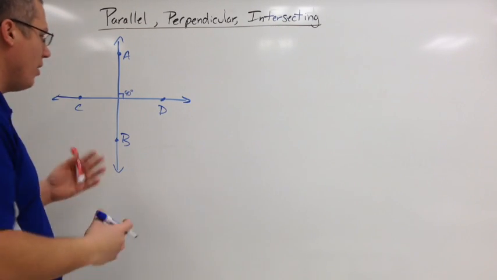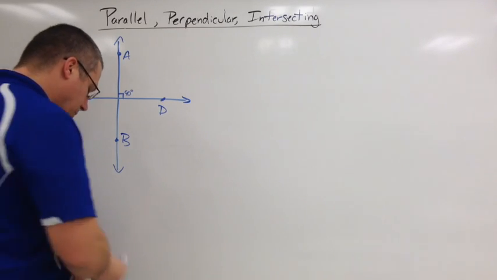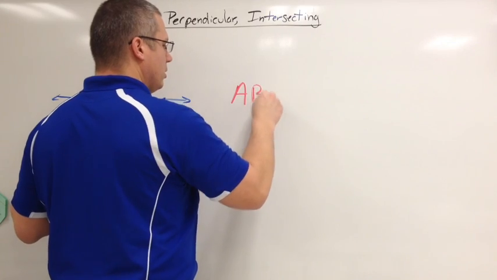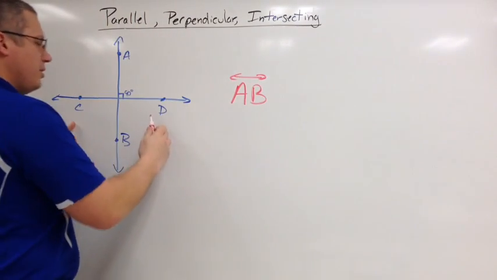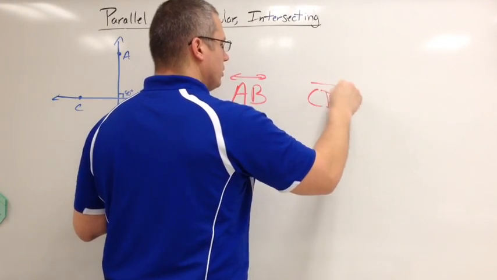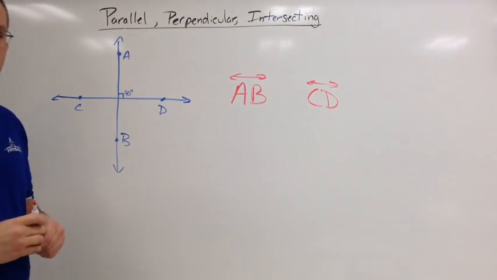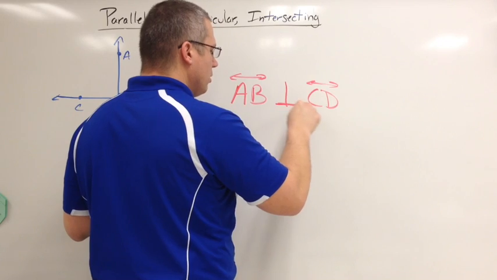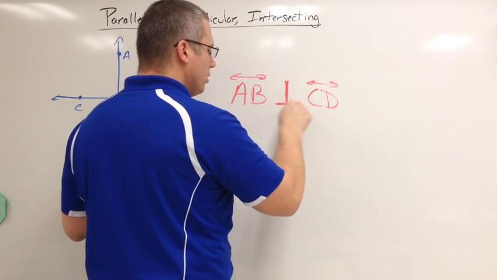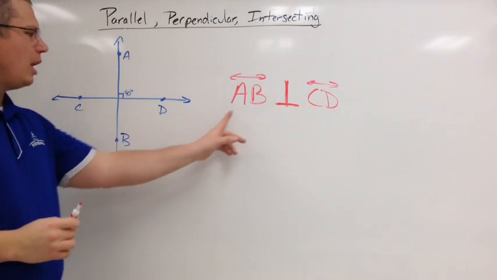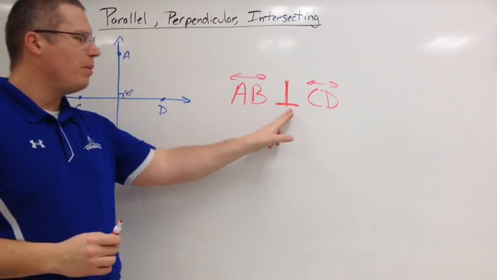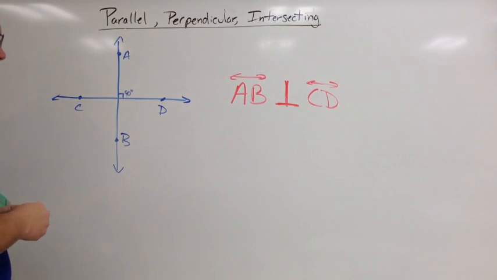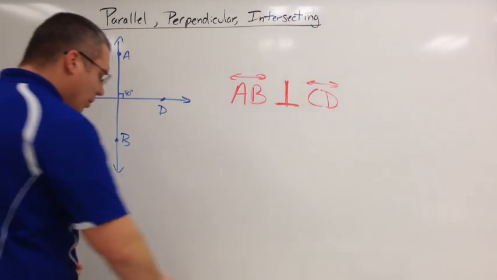How do I show that they are perpendicular if I write it out? Line AB, line CD. So I need a symbol to go in between there. The symbol for perpendicular is this. Line AB is perpendicular to line CD. This is perpendicular. We've covered parallel, we've covered perpendicular.